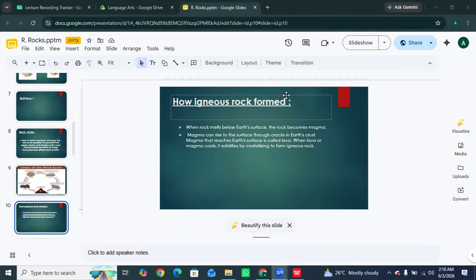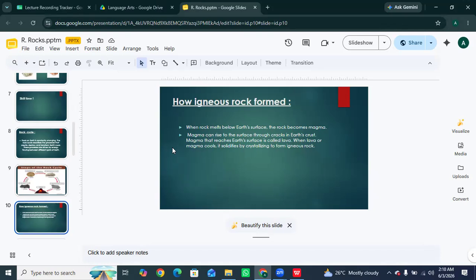Okay, so the next one is how igneous rock forms. When rock melts below Earth's surface, the rock becomes magma. Magma can rise to the surface through cracks in Earth's crust. Magma that reaches Earth's surface is called lava. When lava or magma cools, it solidifies by crystallizing to form igneous rock.